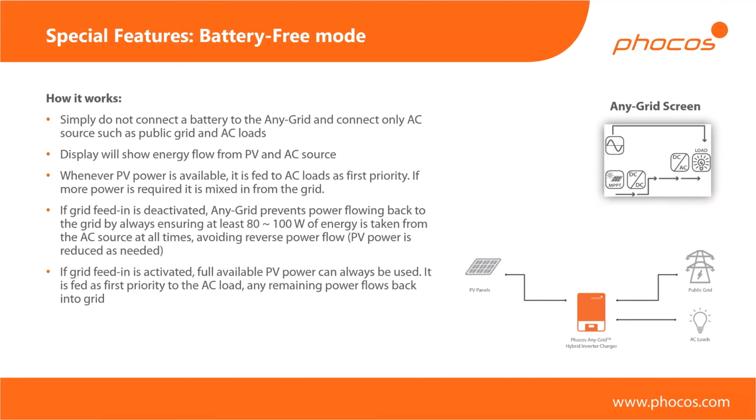Then we have this battery-free mode, and this one I think again is very interesting because it just gives us a lot more flexibility in the use cases. Here, basically, we're always taking a very small amount of power from the AC source to make sure we're not backfeeding anything if we're not allowed to, unless, of course, we've activated grid feed-in. And then we still use all the PV power we can to power our loads.